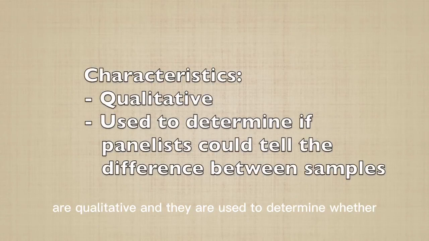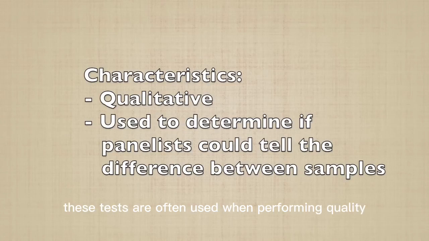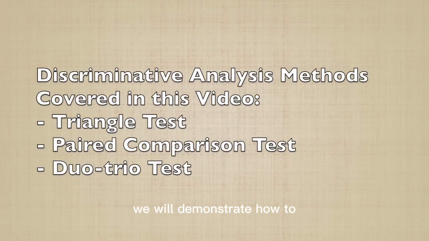Discriminative tests are qualitative, and they are used to determine whether panelists are able to tell the difference between samples. For example, these tests are often used when performing quality control on a new batch of food to ensure that this batch has no sensory differences from the control. In this video, we will demonstrate how to set up the following discriminative sensory analysis, which includes triangle test, pair comparison test, and dual trio test.